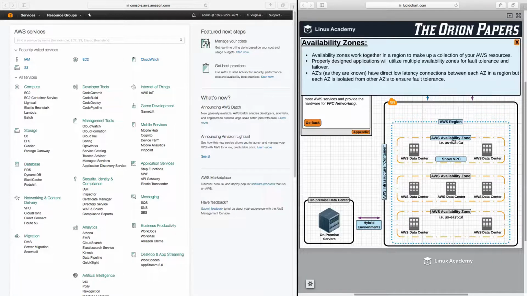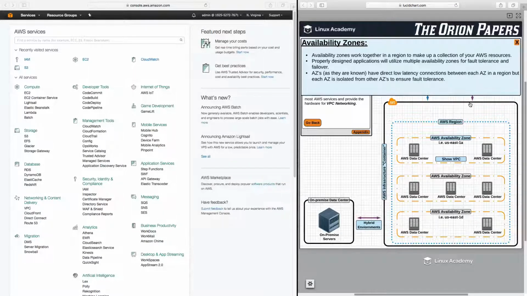But properly designing applications will utilize multiple availability zones for fault tolerance and failover. And this is because availability zones have direct low latency connections between themselves within a region to be able to share data and back things up amongst themselves, but also remain physically isolated from each other to again maintain that fault tolerance. So within a region, let's say the Virginia Northeast region, there are several availability zones which are physically separated from each other within the Northeast region.